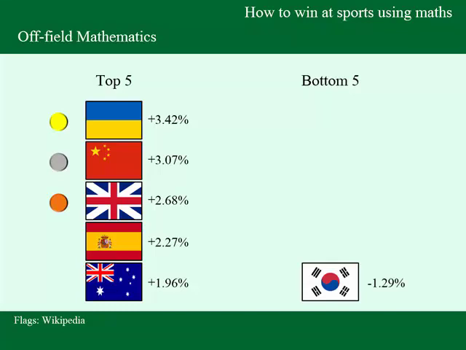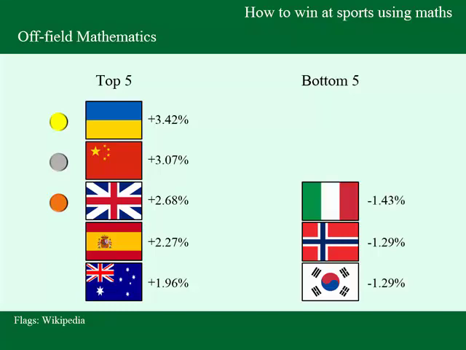Now let's do the bottom 5. So we've got South Korea, minus 1.29%. They're going to be hosting the Winter Paralympics in a day. So we'll see if that improves their performance. I haven't included the results from Pyeongchang Winter Olympics because there's no Paralympics to weight it against. There's Norway, the most successful Winter Olympic side of all time, but not the most successful Winter Paralympic side of all time, I don't think.